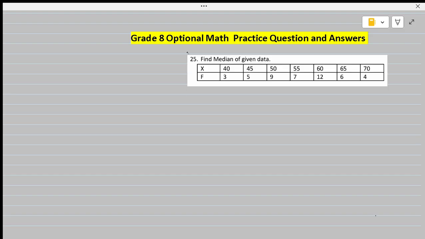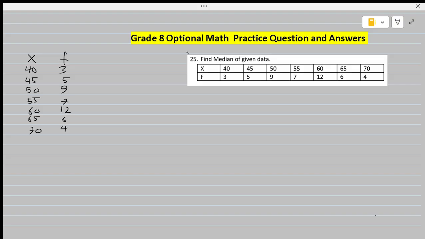Here we are asked to find the median of the discrete data. For this we have to prepare a cumulative frequency table. So X and F we say. The marks are here 40, 45, 50, 55, 60, 65 and 70 at last, and their frequencies serially we do have here 3, 5, 9, 7, 12, 6 and 4.